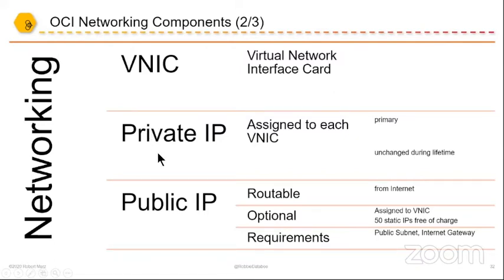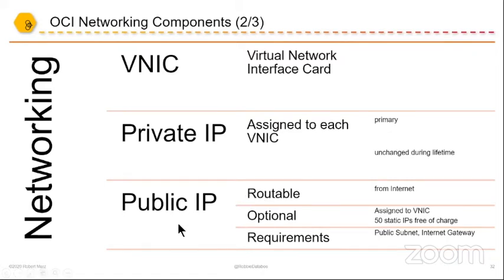Every VNIC has at least one private IP address, so one IP address from a private network. The first private IP assigned to a VNIC is the primary IP of this network interface card, and it will be unchanged during its lifetime. You can't change the first assigned IP address of a virtual network card. If you want to change it, you have to tear down the network interface card and rebuild it. It's not a big deal, but you have to be aware of that.